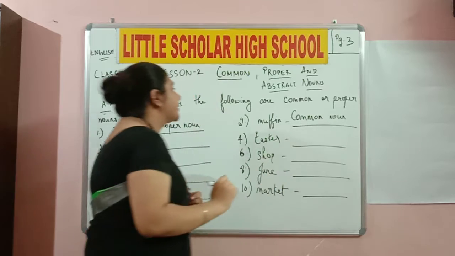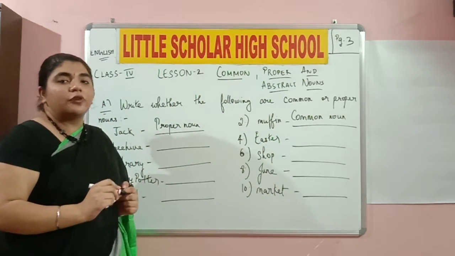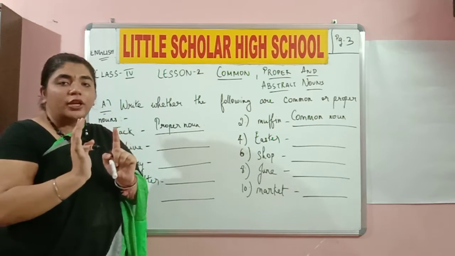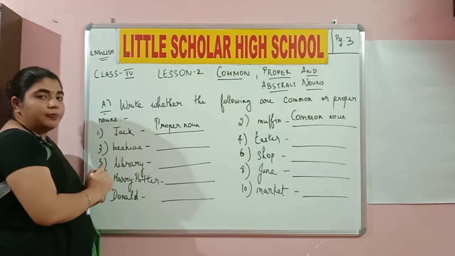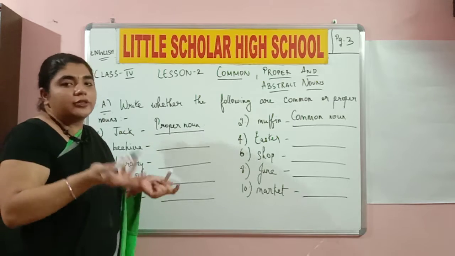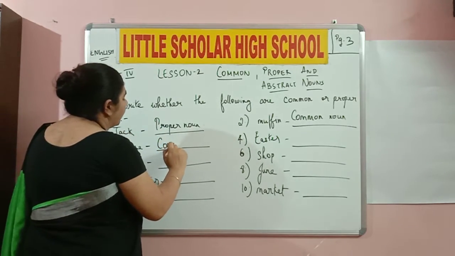I hope you all are writing in your textbook. Next, beehive. You know what is a beehive? All the honeybees gather in a certain place and they form a hive where they're going to collect honey. Yes. Did they mention the name of the beehive over here? No, there are many beehives. All the beehives are actually called beehives only. So it is a common name. So this is a common noun.